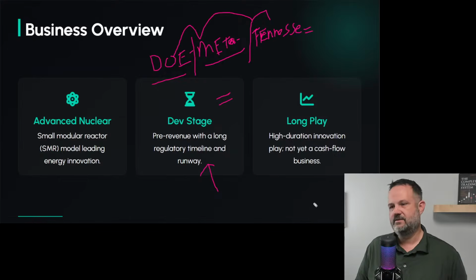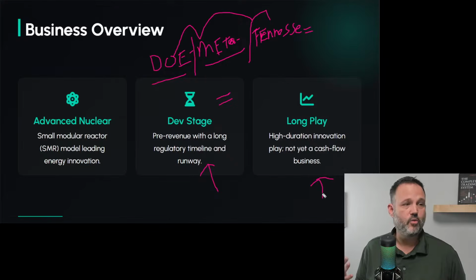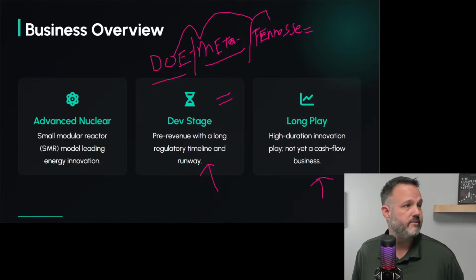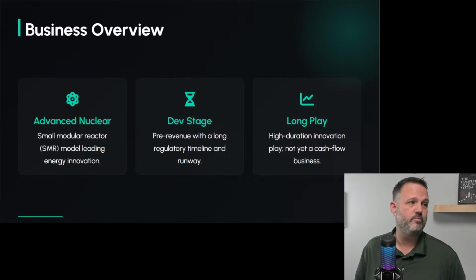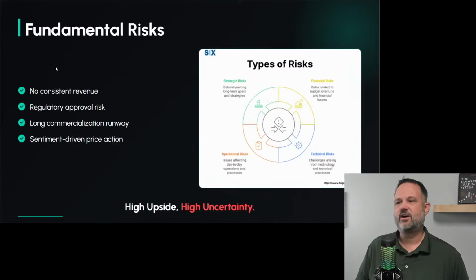Again, we'll go over the risks here in a minute, but this is longer term. So yes, it could spike up really fast, but it could also grind for a while or even go lower, right? Because people are getting nervous that these deals are taking longer. So let's talk about the risks.